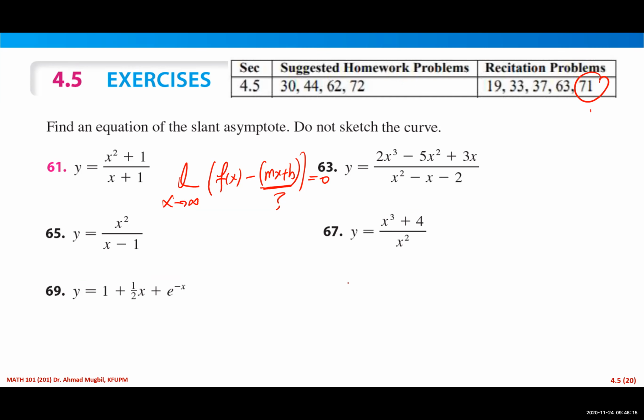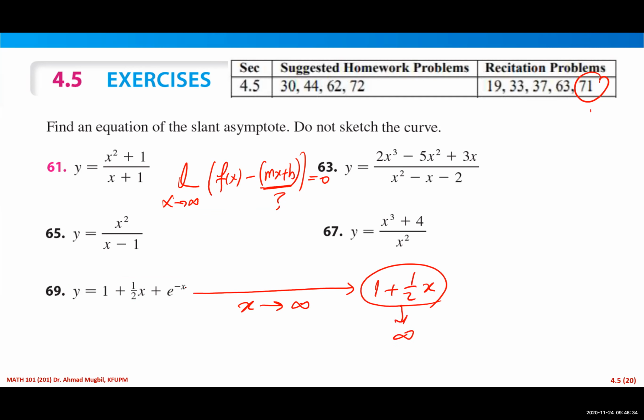Now when x goes to infinity or negative infinity, let's focus on infinity. This will behave like that. Like what? Of course, this will be 1 plus 1 over 2x. And of course, this will go to infinity.